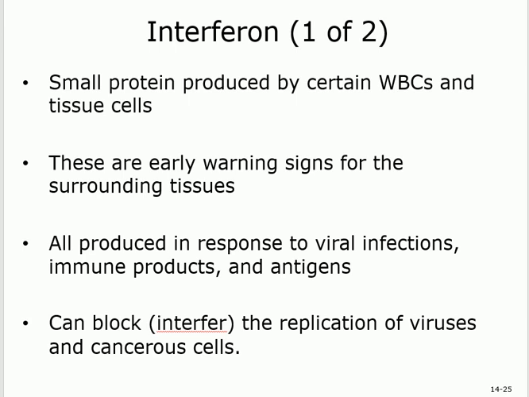Next one is interferon. Just to remember, interferon interferes with the replication of the virus and cancer cells. Clear? Interferon interferes with the replication of the virus and cancer cells. What is the interferon in the first place? It's a small protein produced from some white blood cells and some tissue cells, like the cells that have cancer.